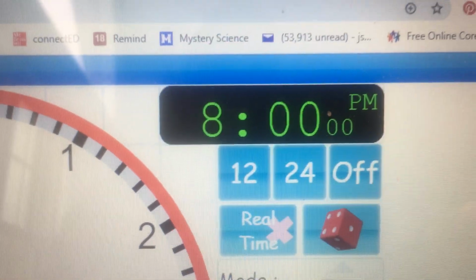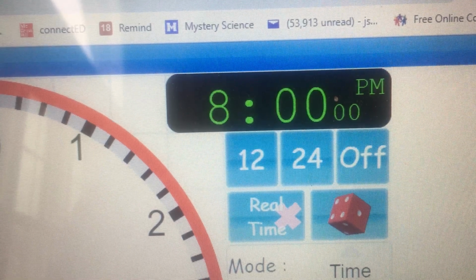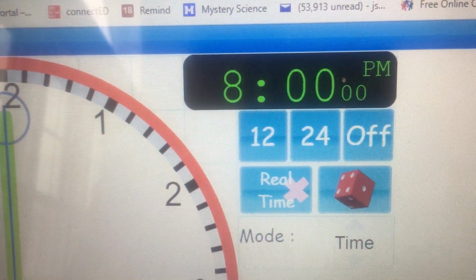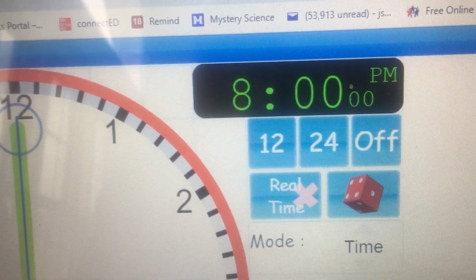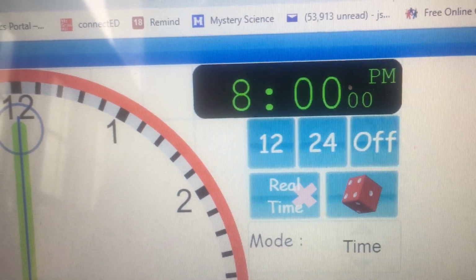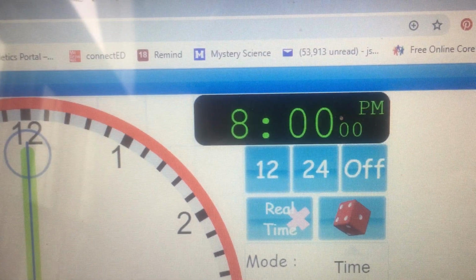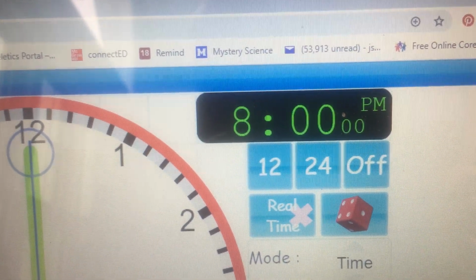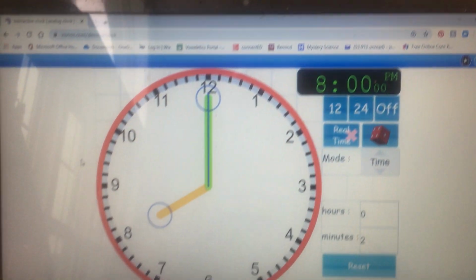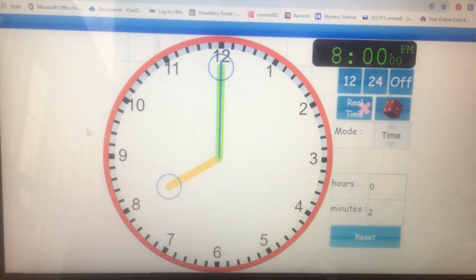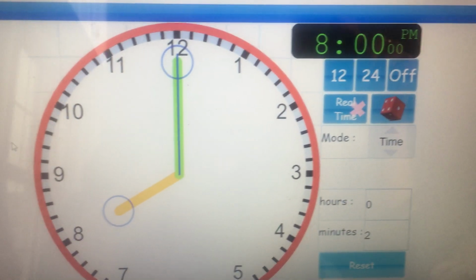So, digital clock is more common these days. Most computers, phones, a lot of alarm clocks that you'll see in people's houses or in their bedrooms or in hotels or public places. A lot of times they'll be digital. It's important to know how to use both types of clocks.